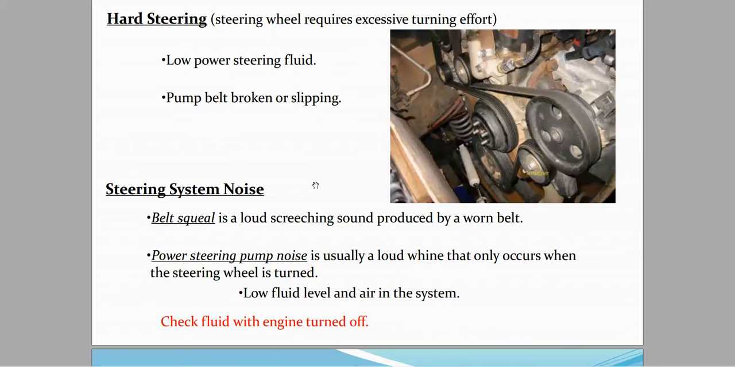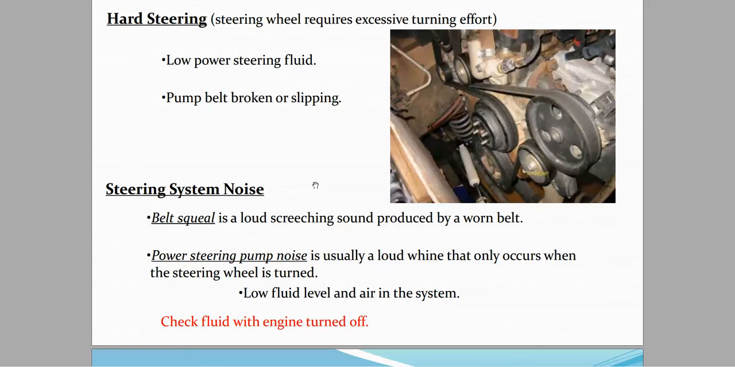Then power steering pump noise. It is usually a loud whine that only occurs when the steering wheel is turned. It will happen when the fluid level is low or there is air in the system. If the steering system has air or low fluid, the pump will make some noises. That noise can be heard inside the car's cabin.